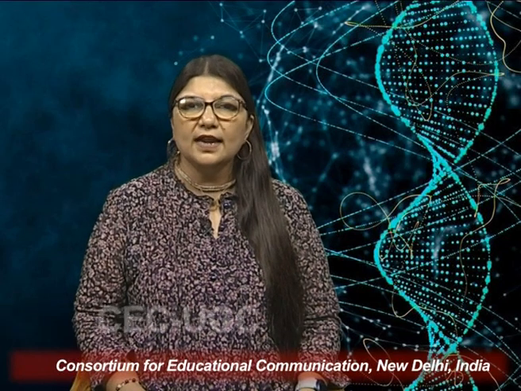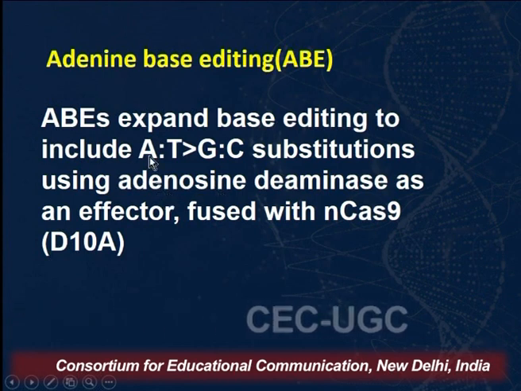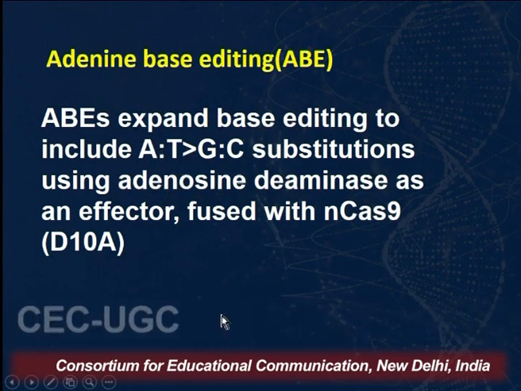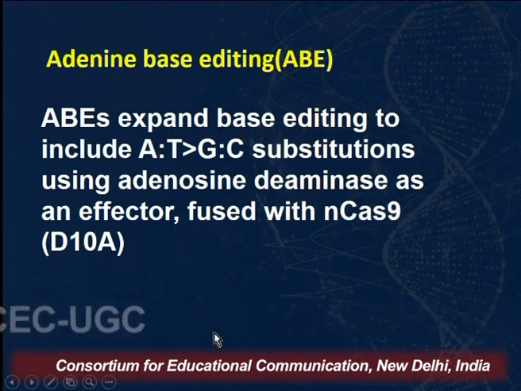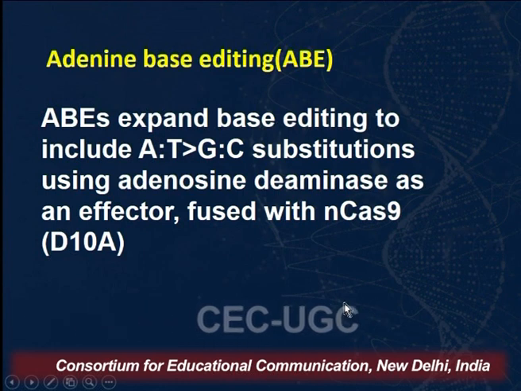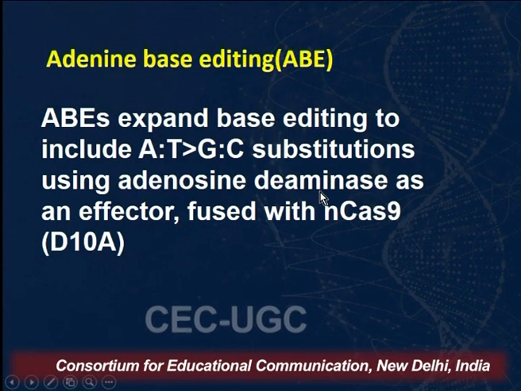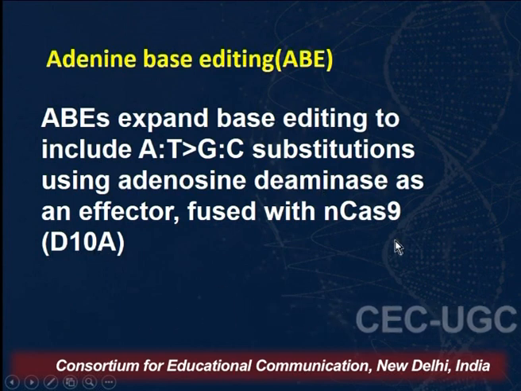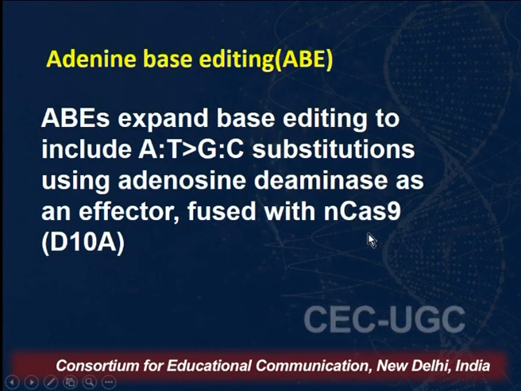Similarly, there is something which is called adenosine base editing, and in adenine base editing, this expands the base editing to include A•T to G•C transitions. So, C to T transitions were done by the cytosine base editor, and now A•T can be converted into G•C substitutions using what is called an adenosine deaminase as an effector fused with the Cas9. So, instead of the cytidine deaminase, the adenosine deaminase is fused with the Cas9 nickase.